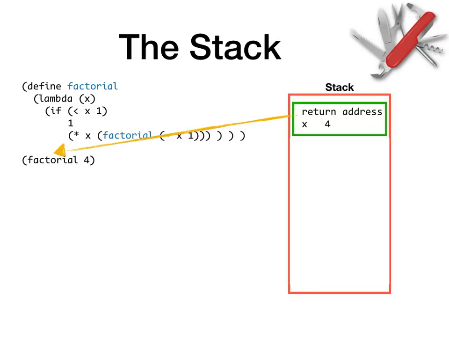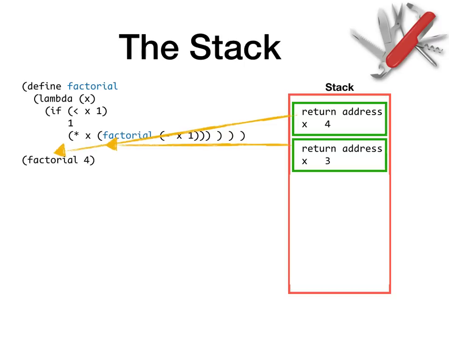So this goes on. It checks to see if x is less than 1. It's not. So it multiplies x by the factorial of x minus 1. Well, it's calling factorial again, so we're going to add a new stack frame. So this calls factorial again. Our return address now points to where that's going to return to. And then we now have a new value of x, which is 3. So it's going to run the same code, but now we're using this new x as our current x value. So it's going to do it again.